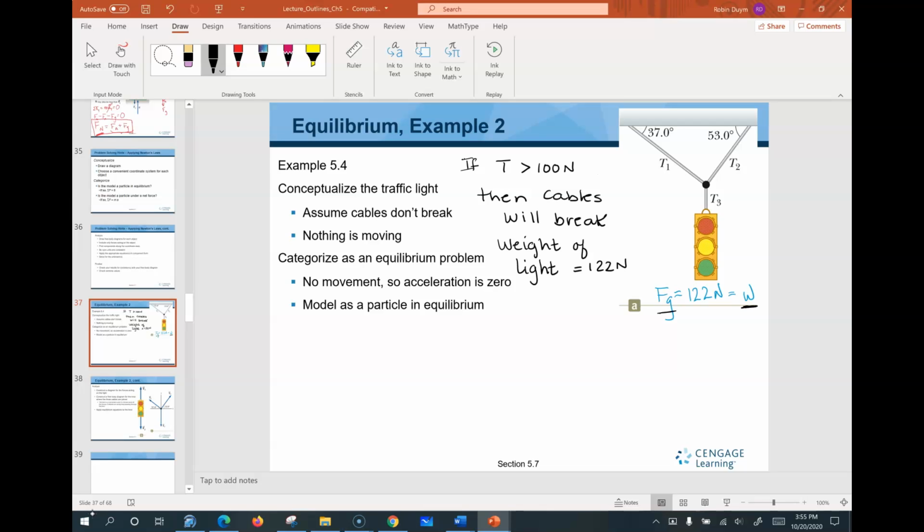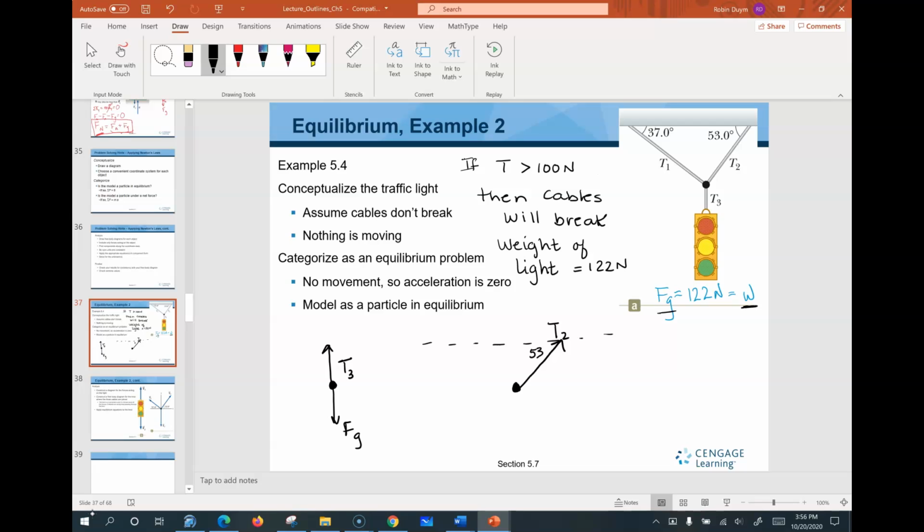So we're going to analyze this. We're going to draw two free body diagrams. The first one is going to be for the stoplight itself. And we know that the force is going to be the Fg, and up here is your tension, your third tension, T3. Then we're going to use the knot where the three join together.